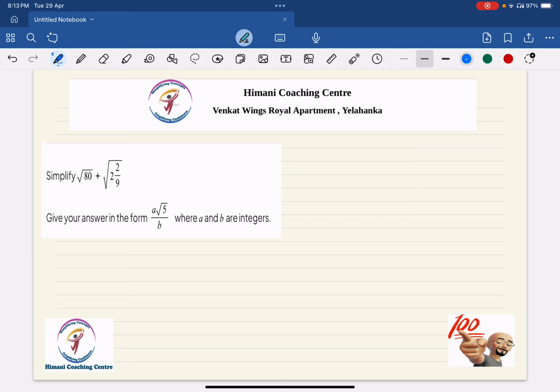Here we are asked to simplify root of 80 plus root of 2 2 by 9 and give the answer in this form. So again, see, 2 2 by 9, let us first handle this. 2 nines are 18, and plus 2 is 20. So we are given root of 80 plus root of 20 by 9.